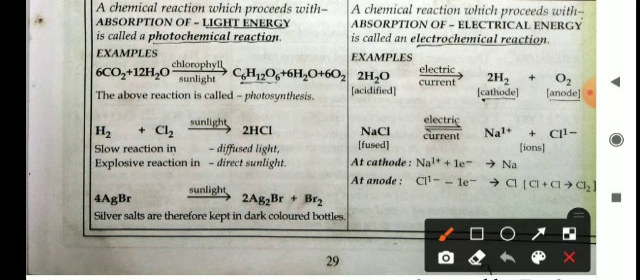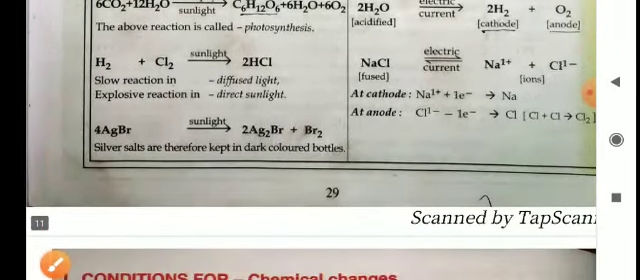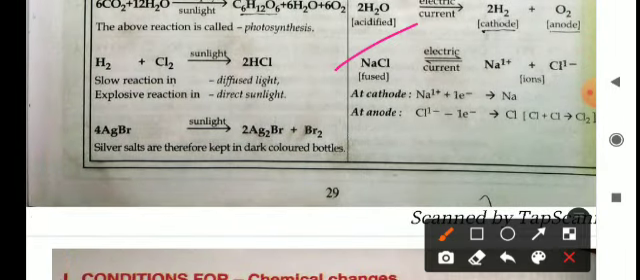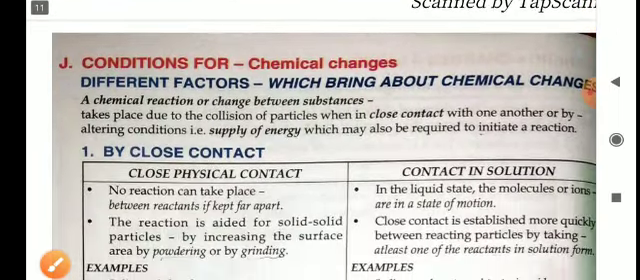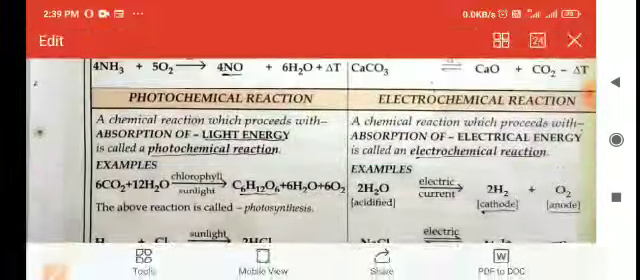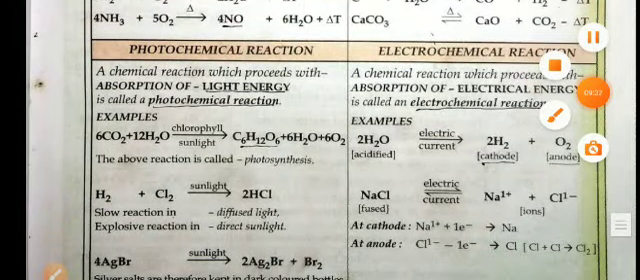Another example of an electrochemical reaction is 2NaCl with electric current giving Na plus and Cl minus ions. At the cathode, the Na plus ion after absorbing one electron is converted into sodium metal, and at the anode chloride releases one electron to form chlorine, and two chlorine atoms combine with each other to form chlorine gas. So these are basically the differences between photochemical and electrochemical reactions.